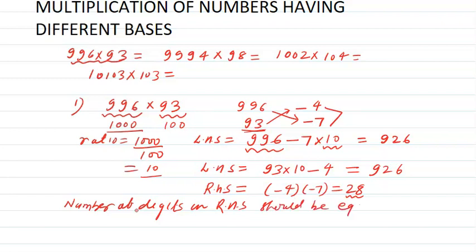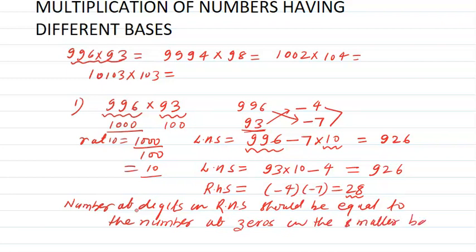equal to the number of zeros in the smaller base, right? What is the smaller base here? The smaller base here is 100. How many zeros does this smaller base have? 2 zeros. So how many digits should there be in the right hand side? 2. So that is 28.